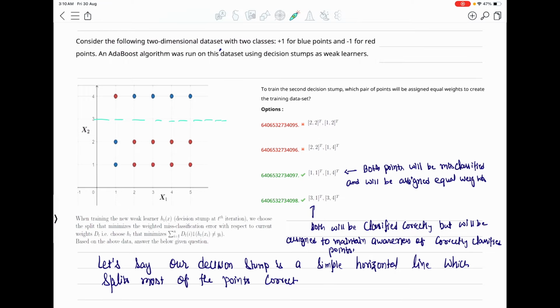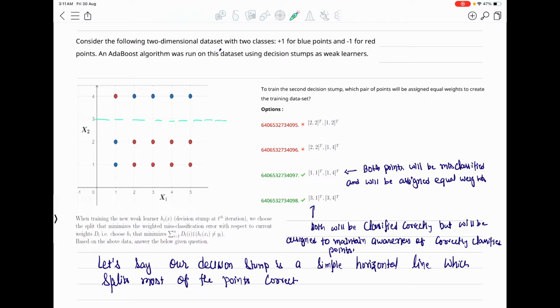Now, next question. Consider the following two-dimensional data set with two classes, +1 for blue points and -1 for red points. And the Adaboost algorithm was run on the dataset using decision stumps as a weak learner. Okay, and these are the algorithms. When training the new weak learner h_t, that is a decision stump at the t-th iteration, we choose the split that minimizes the weighted misclassification error with respect to the current D_t. Choose h_t that minimizes this, that is D_t of 1, h_t not equal to 0. Based on the above data, give the following answer.